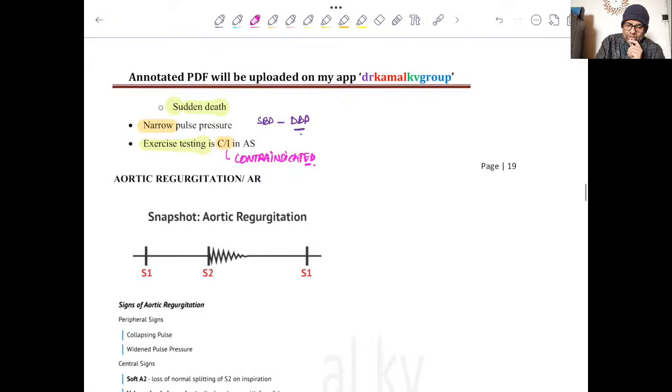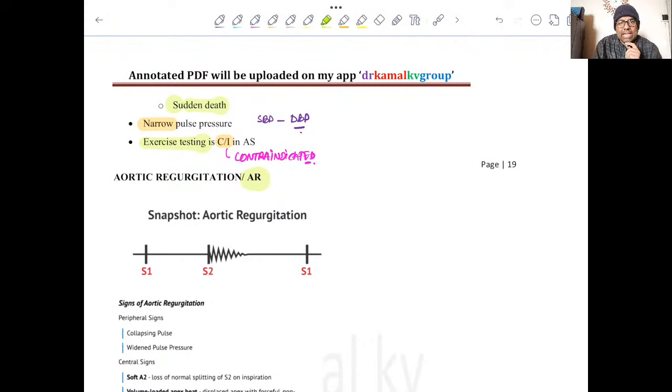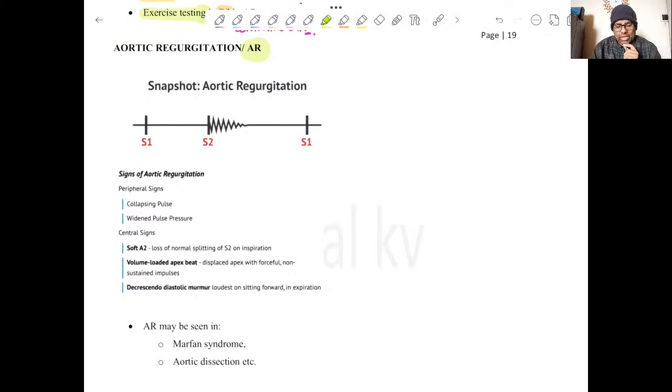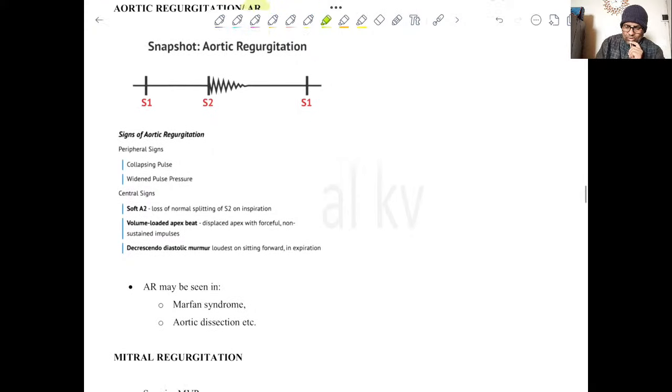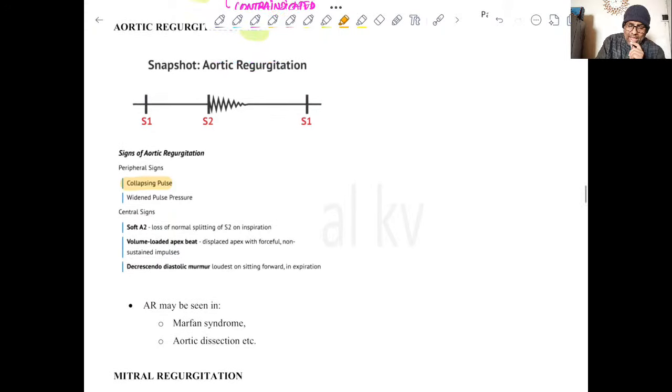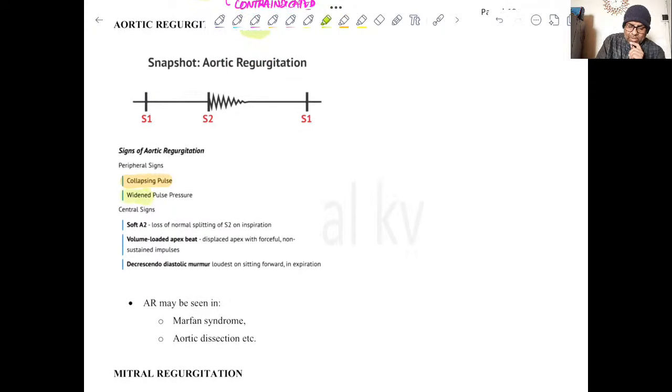Then moving forward to another important condition, and that is aortic regurgitation. Now here what happens, the blood, when it is pushed from the left ventricle to the aorta, rather than moving forward into the aorta, it comes back into the left ventricle. So what we'll see, one thing we have already discussed, a collapsing pulse or a water hammer pulse or a Corrigan pulse, and widened pulse pressure.